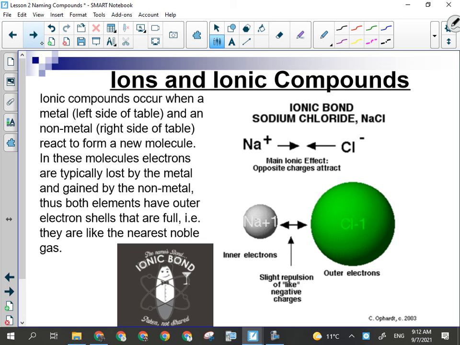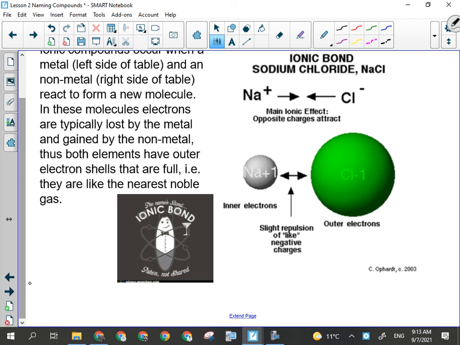In those molecules, what happens when an ionic compound forms is electrons are traded. Some atoms want to give away electrons. Some atoms want to take them. Typically, metals want to give away electrons. Typically, nonmetals want to take them. The reason for that is their structure.